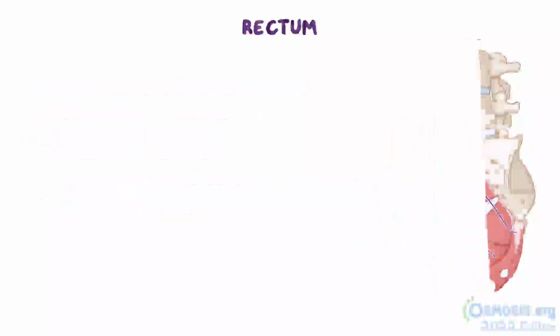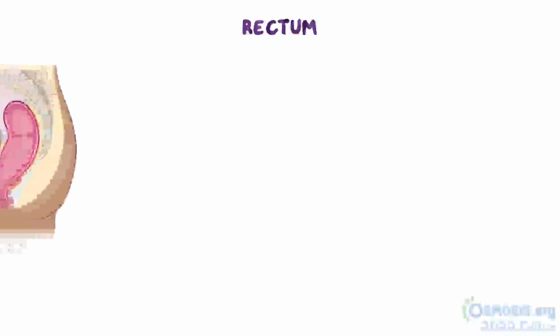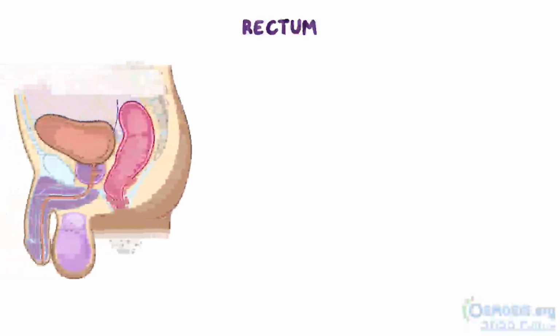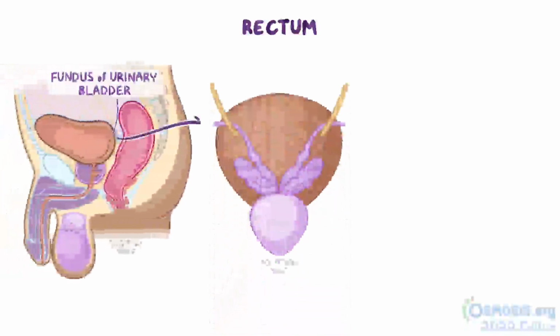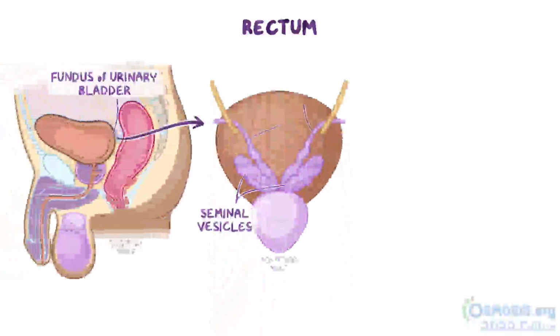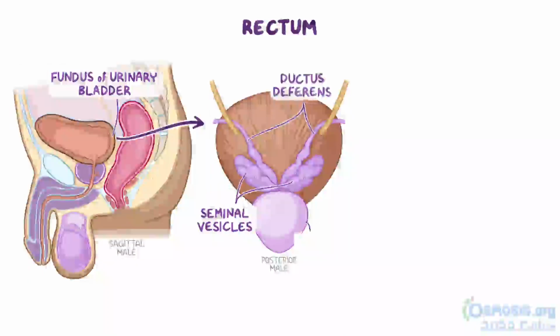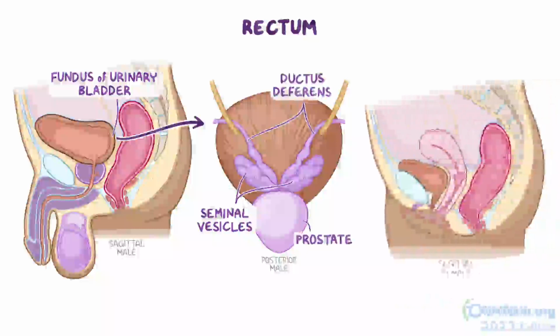The relations of the rectum to the surrounding structures differs between biologically male and biologically female individuals. In males, the rectum lies behind the fundus of the urinary bladder, the seminal vesicles, the left and right ductus deferens, and the prostate gland. In females, the rectum lies behind the lower end of the uterus and the vagina.